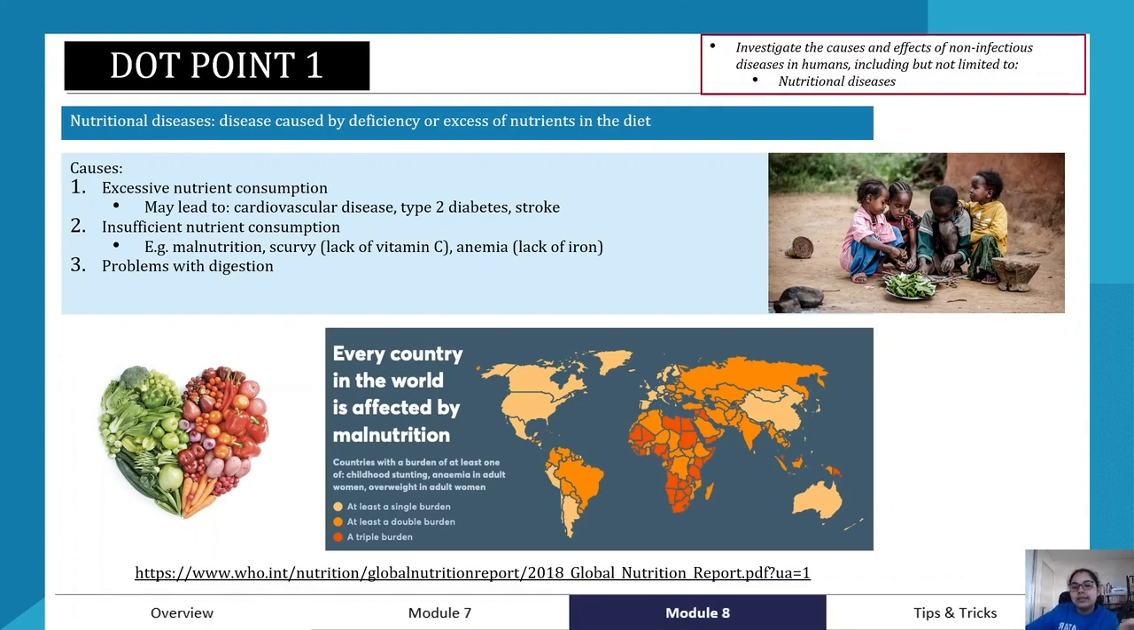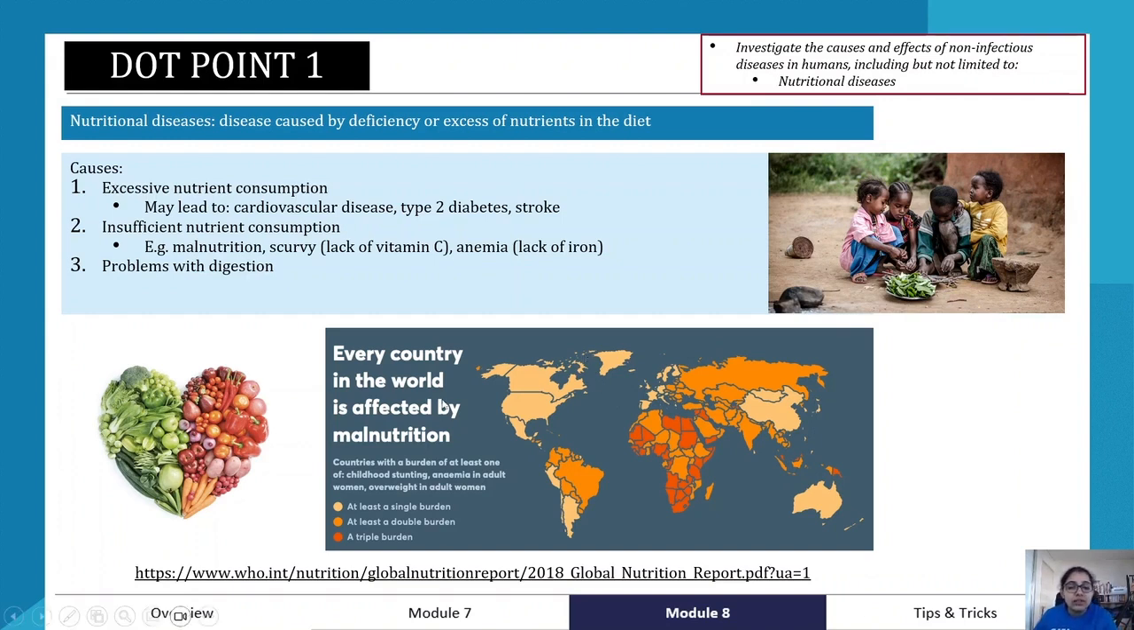So nutritional diseases. Nutritional diseases can be caused by excessive nutrient consumption, for example cardiovascular disease, type 2 diabetes, and stroke, from excessive consumption of carbs and fats. They can also be caused by inefficient nutrient consumption, so malnutrition, scurvy, which is the lack of vitamin C, and anemia, which is the lack of iron. And then finally, problems with digestion also come under nutritional diseases.